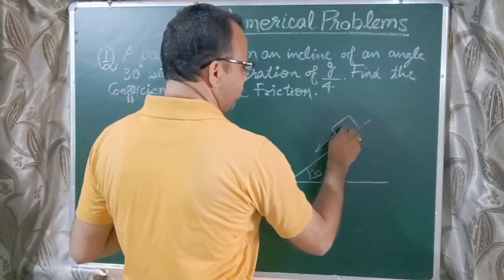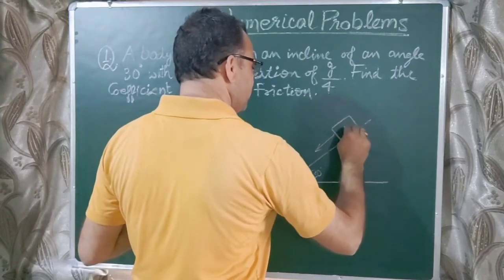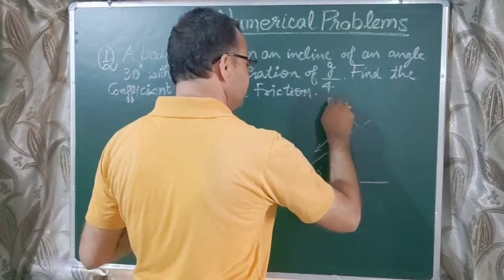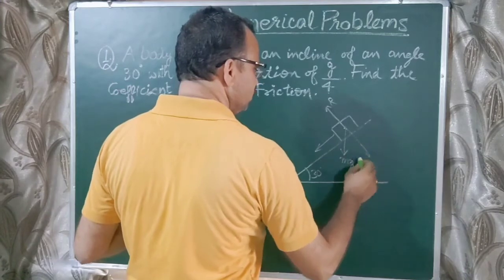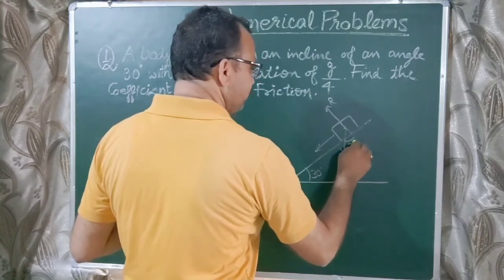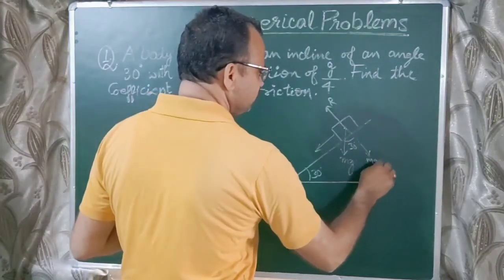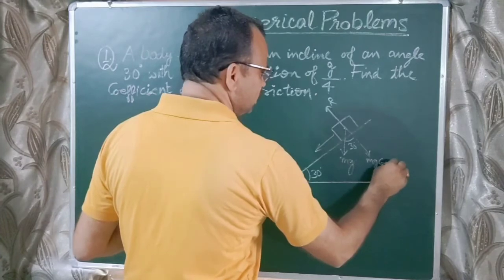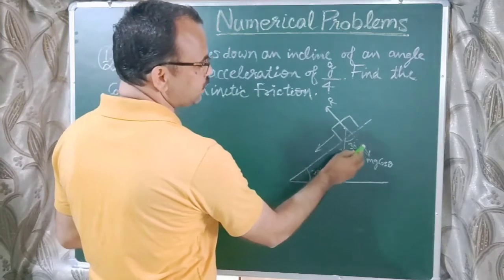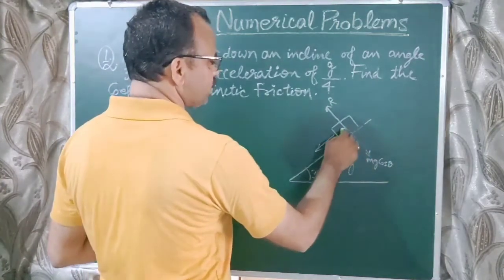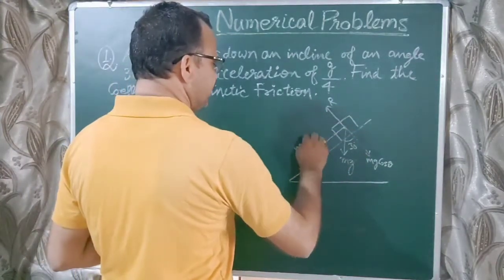As we know, the weight of the body always acts in the vertical direction, and the normal reaction is always perpendicular to the surface. On extending this line in the backward direction, this angle is also equal to 30 degrees. On resolving the weight into two components, one is the horizontal component, and the other is the vertical component along the inclined plane in the downward direction.